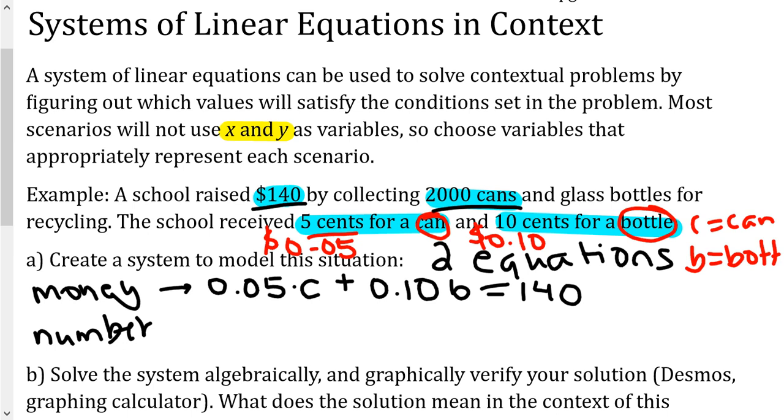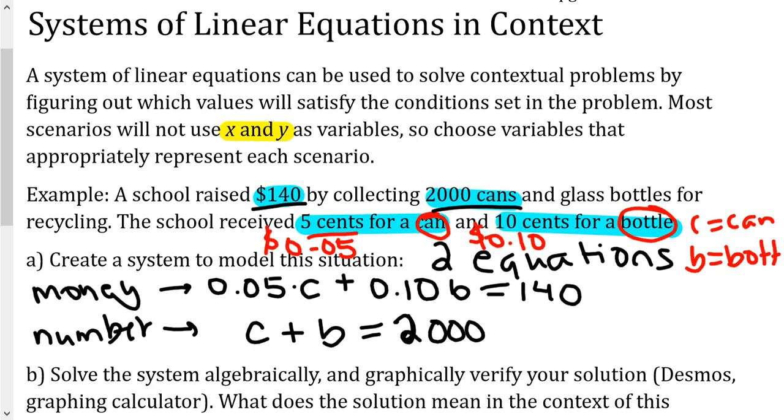And so our next equation, again, has to talk about the same thing. B and C have to represent the same thing. And we know here, this one looks a little bit more straightforward, right? The number of cans plus the number of bottles, so just C plus B, right? No coefficients here. We weren't altering it to change it to a different value, right? We were changing numbers to dollars in that first one. We're just talking about the number of cans here and the number of bottles, which totals 2,000.